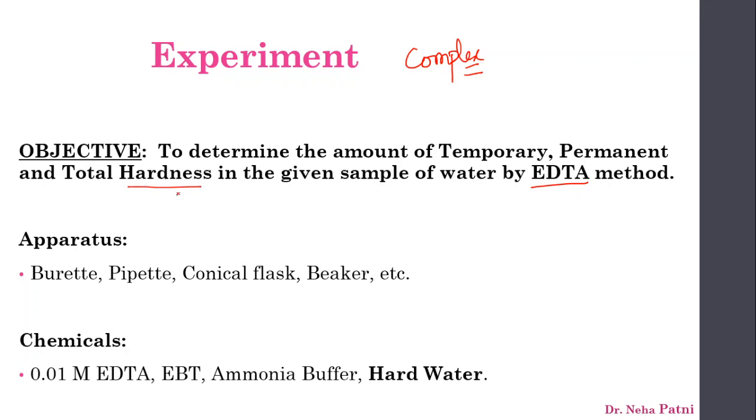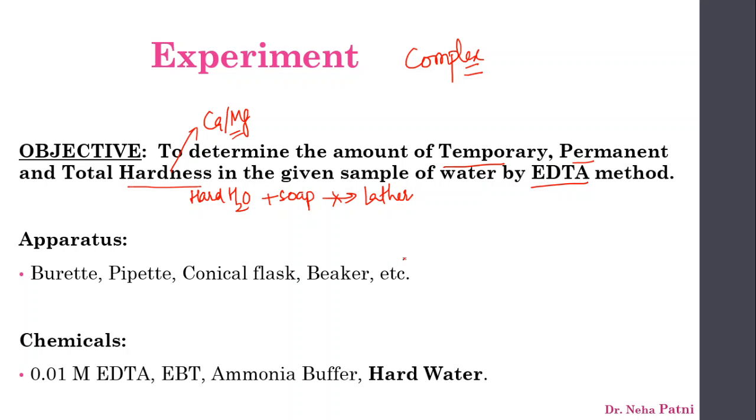Hardness, I hope you remember, is the soap consuming capacity. The water does not give lather with soap properly due to the presence of dissolved salts of calcium and magnesium. So when it does not give lather, we call that water hard. I have posted a separate video on hardness, so you can refer to that. Today we need to find out how hard the water is.